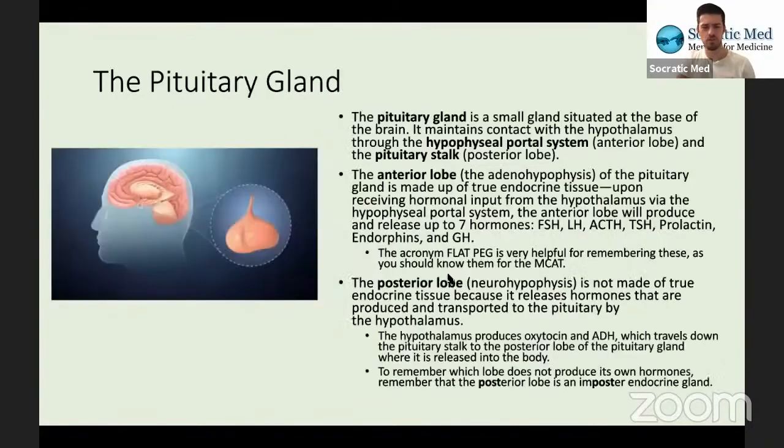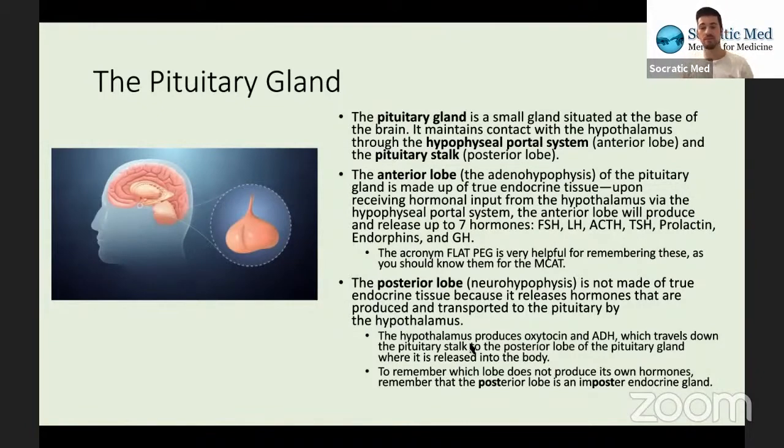The pituitary stalk is what I was looking for. That's how the posterior lobe is connected to the pituitary gland. Oh, it's down here. Okay, the hypothalamus produces oxytocin and ADH, which is antidiuretic hormone, if you remember. So it travels down the pituitary stalk, which is just an actual structure of the brain that connects the hypothalamus to the posterior lobe of the pituitary. And from the posterior lobe, it is released into the body.